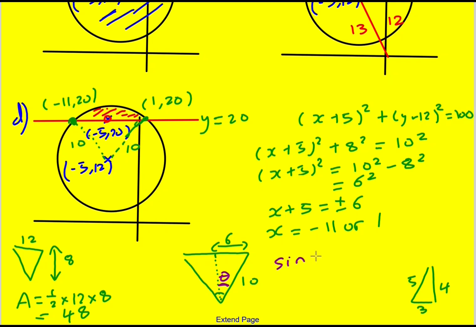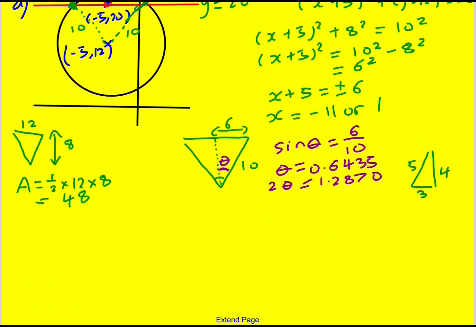Therefore, sine theta is 6 over 10. Theta is going to be inverse sine of 6 over 10, which ends up being, I did it in degrees when I did this question, so let me just change. They have been working in radians, so I should probably be consistent. So inverse sine of 6 over 10 gives 0.6435 radians, and that means 2 times that is going to be 1.2870.